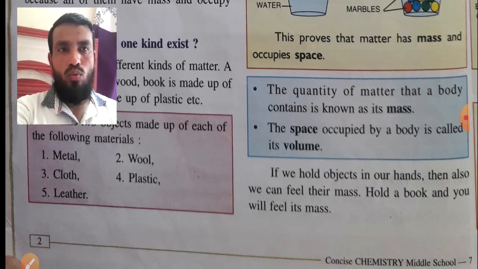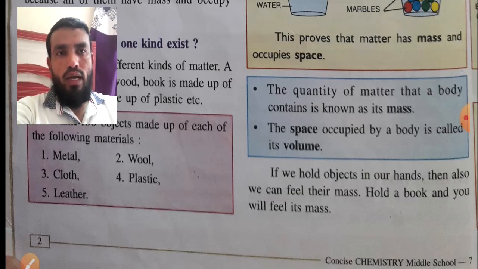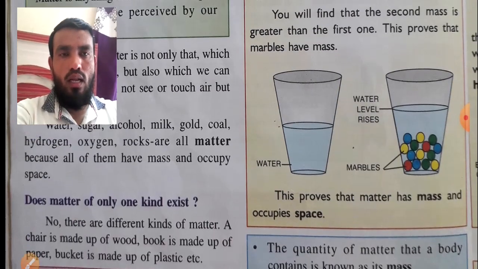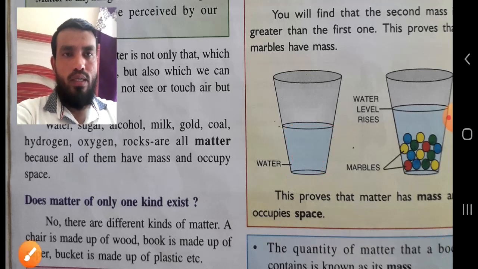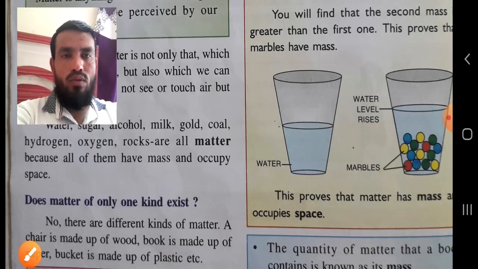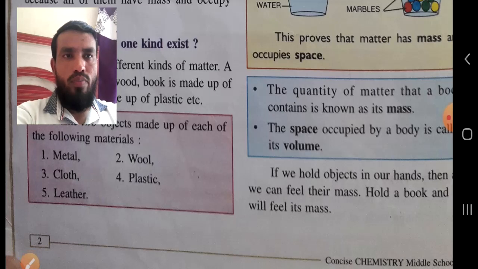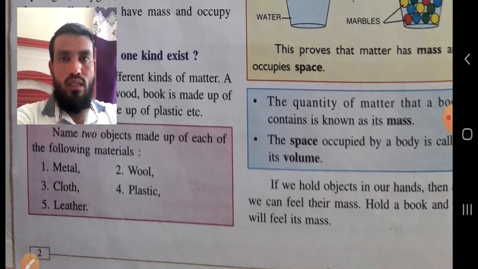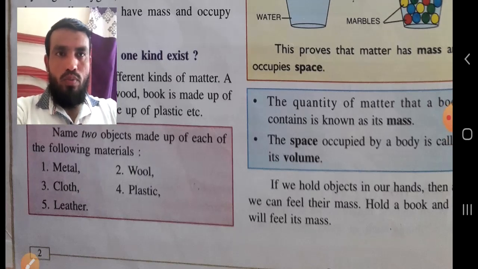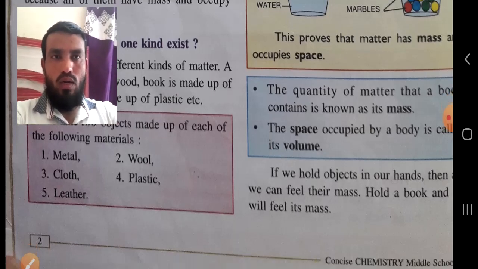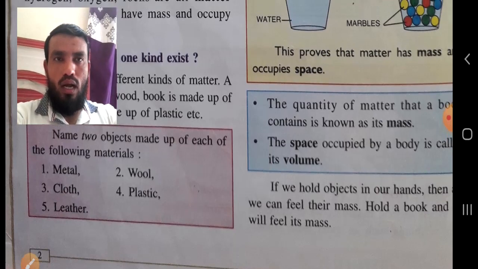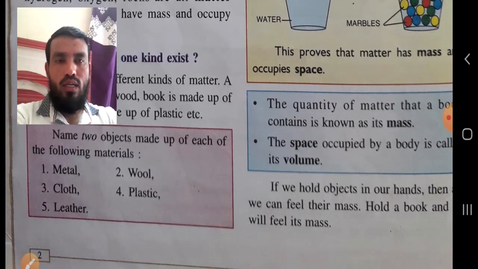And the space occupied by a body is called its volume. Whatever space it is occupying, that is called its volume. Like in this glass, this much space is occupied by the glass, so this is called its volume, right? And whatever ml of water is added into it, that is called its mass. So that is the difference between mass and volume. The space occupied by a body is called the volume, right?